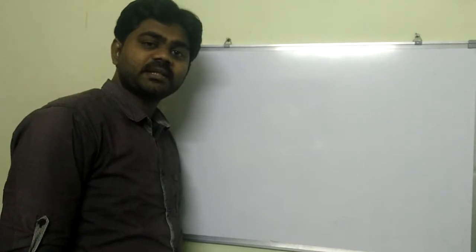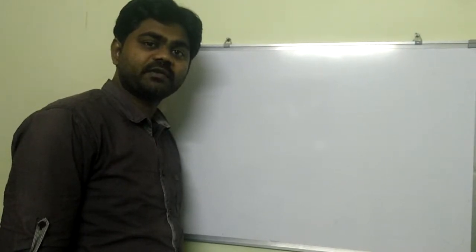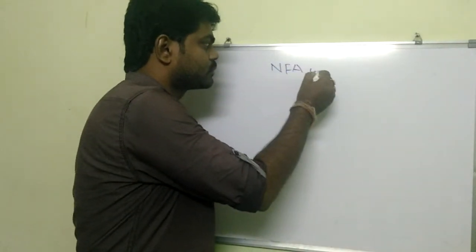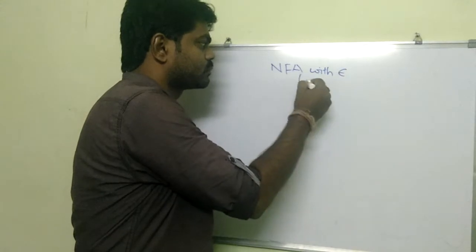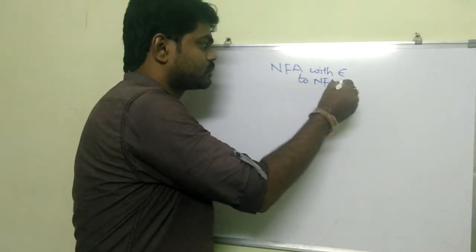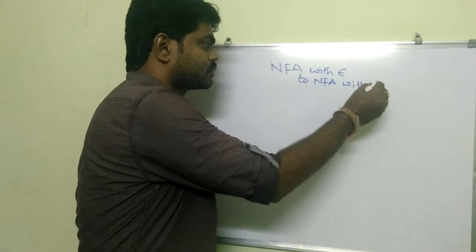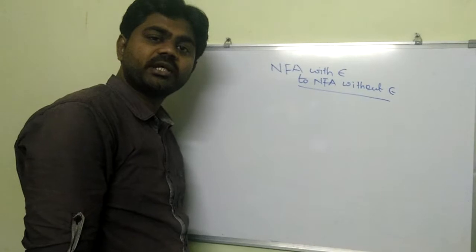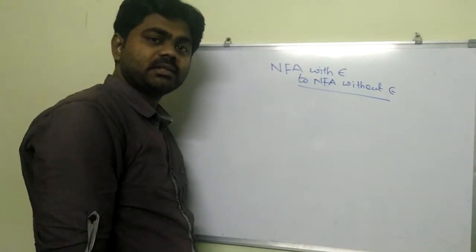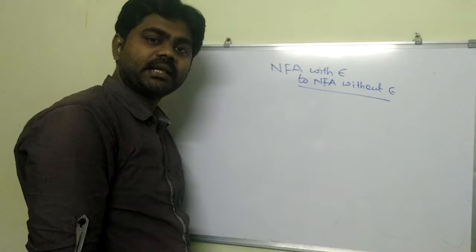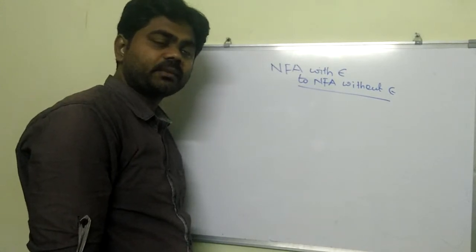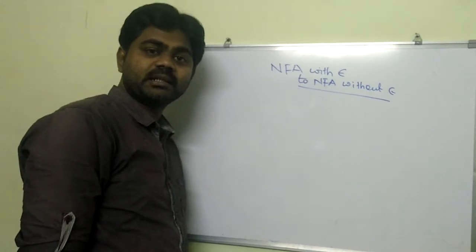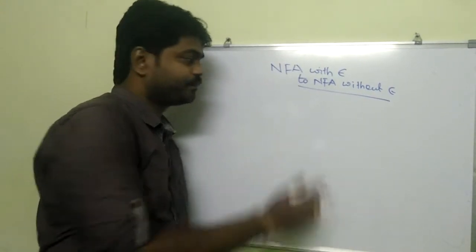Today we are going to discuss NFA with epsilon to NFA without epsilon. So what is this concept? NFA with epsilon to NFA without epsilon, right? As we know, in non-deterministic finite automata, from the current state to the next state, we can have many inputs, right?